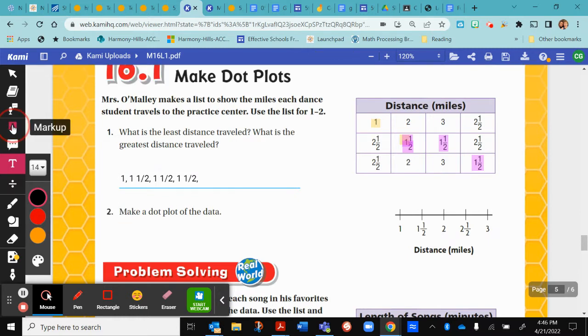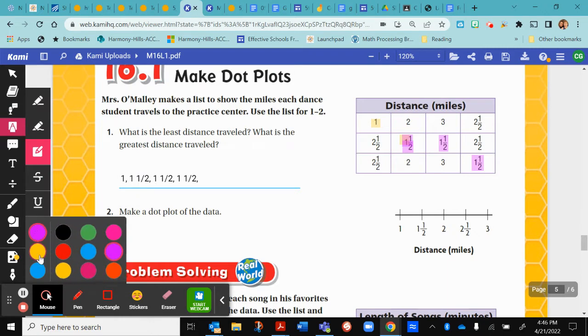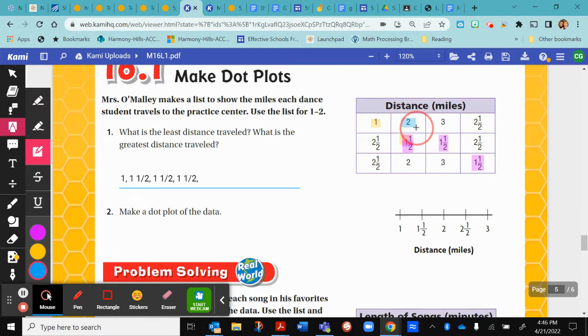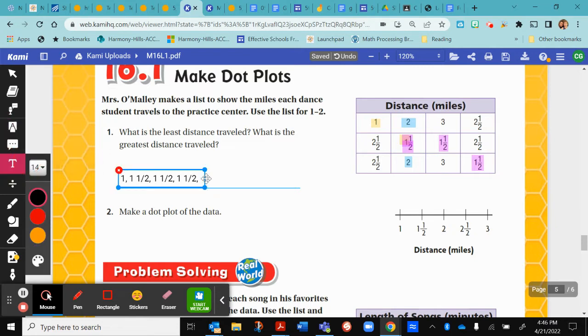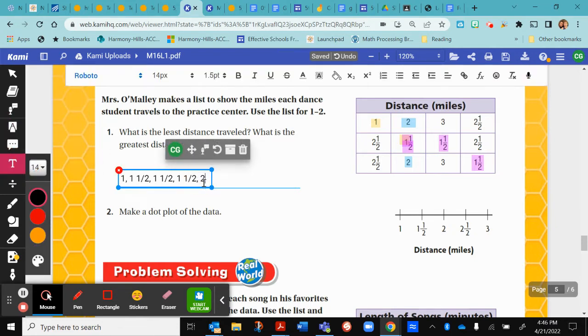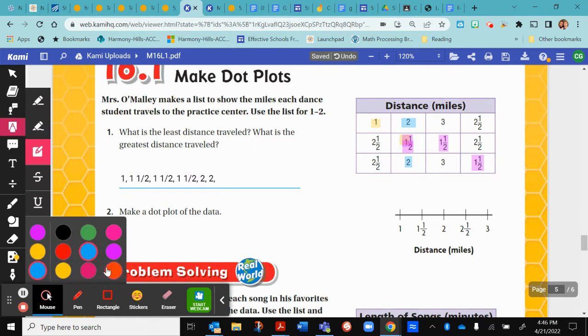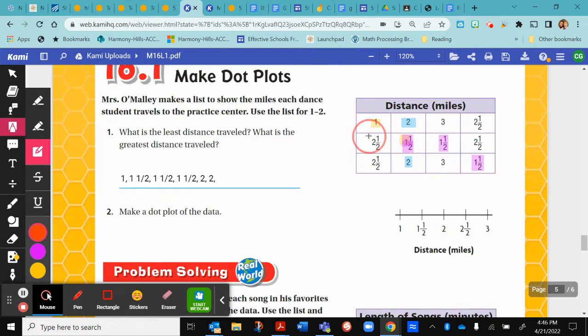The next one is going to be, I see that it is a 2. So I have 1, 2, and that's 2 2s, and that's it. So I'll come back over here, and I'm going to write 2, comma, 2, comma, and then the next, let me highlight. I will do this one. Next one is 2 1/2, and how many 2 1/2s? I have 1, 2, 3, and 4. 4 2 1/2s.